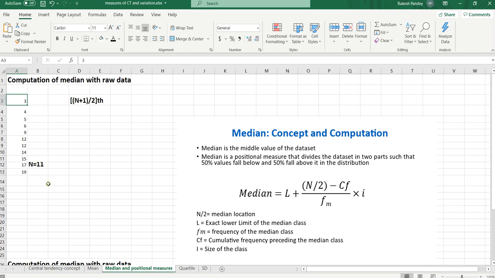The computation of median will require computing the middle position in this data set, and that will be done by this formula (n + 1)/2. In this case it will be (11 + 1)/2, that is 6. It does not mean that the median of this data set is 6. This 6 is the sixth value, the sixth position in the data set. Therefore, median is called a positional measure.